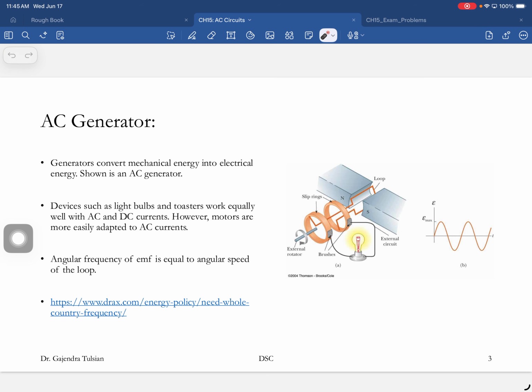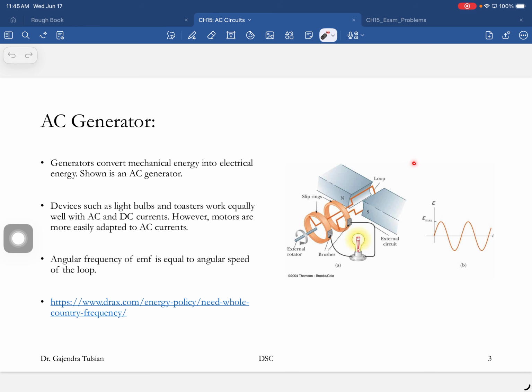As you can see, this is an AC voltage. Now, how do you turn this wire? In a windmill, the wind is turning the blades, which is turning this wire. In a dam, the flowing water is turning this wire. In a coal power plant, you burn coal, produce steam, and the steam is turning this wire. In a nuclear power plant, you split nuclei, boil water, and the steam is turning this wire.